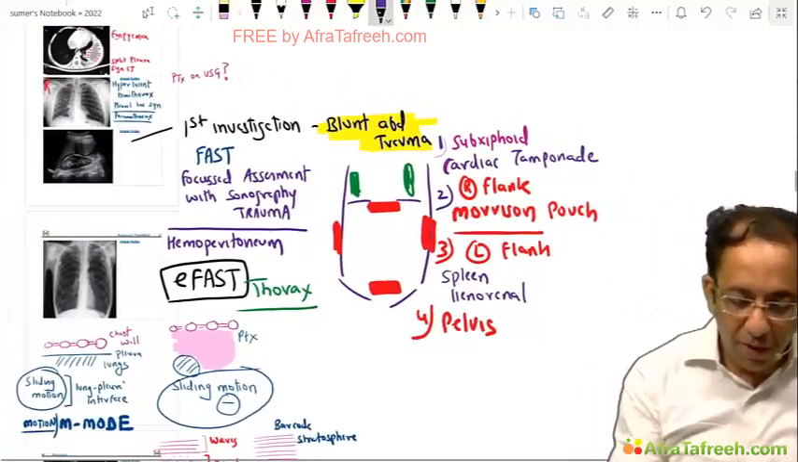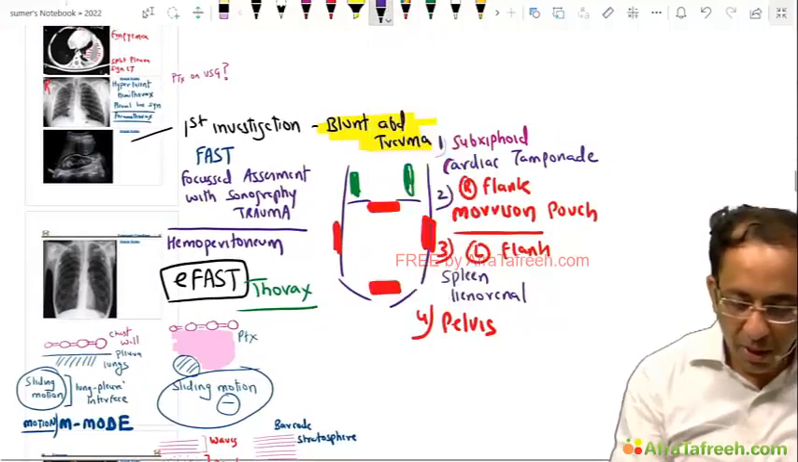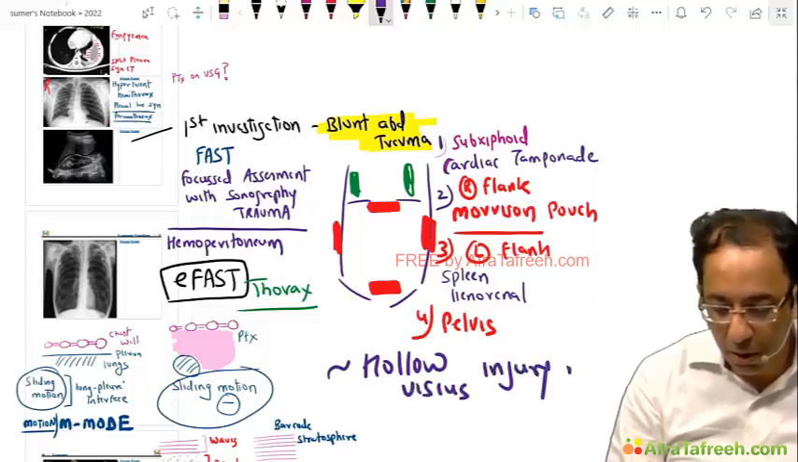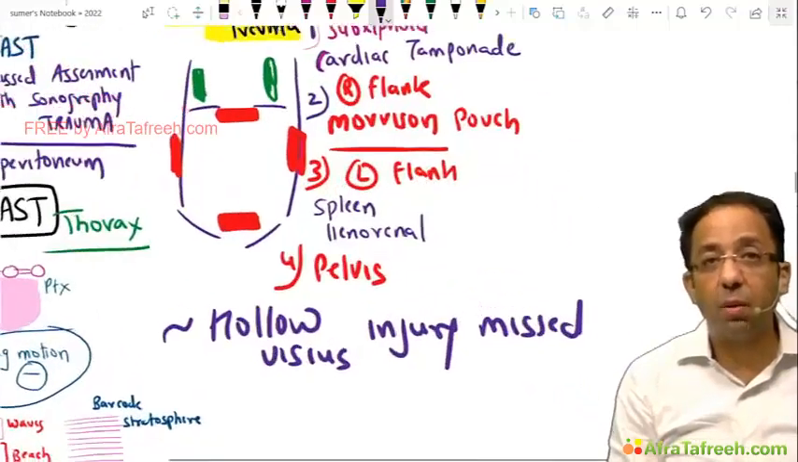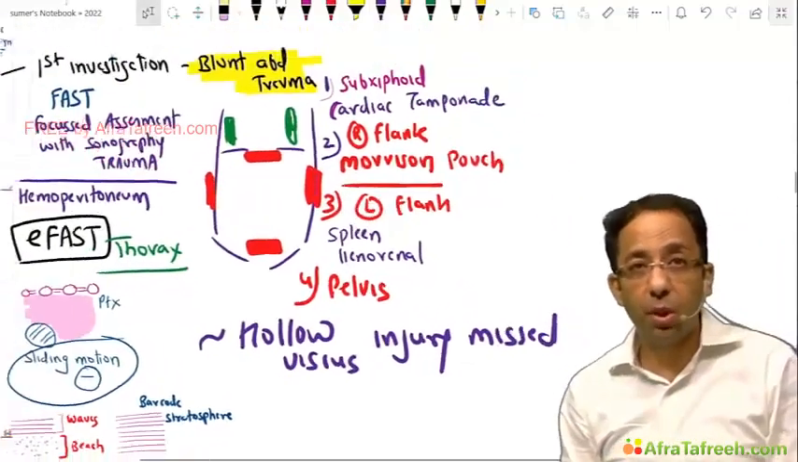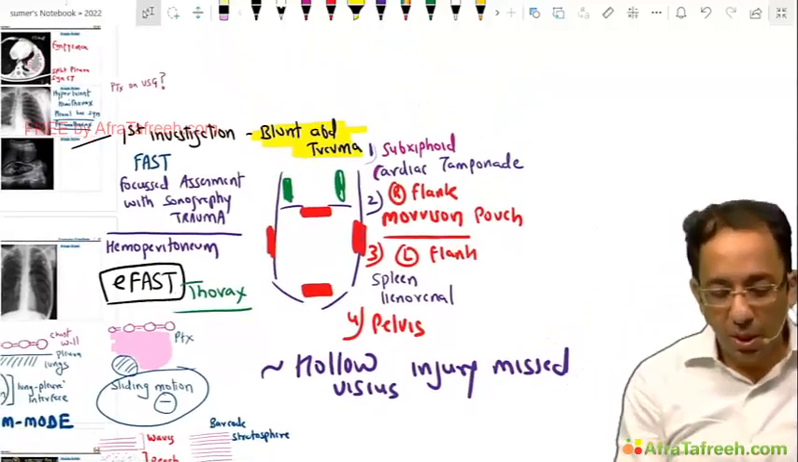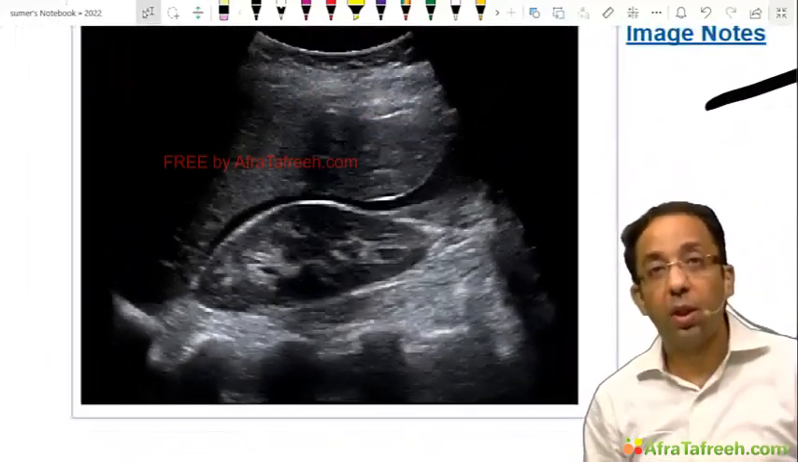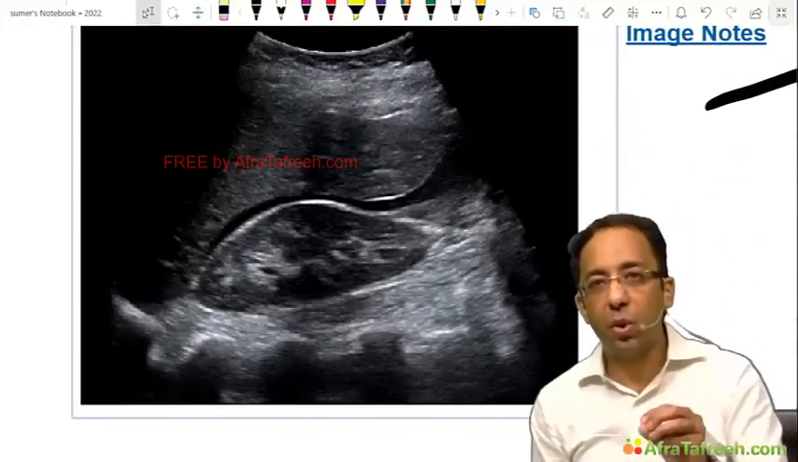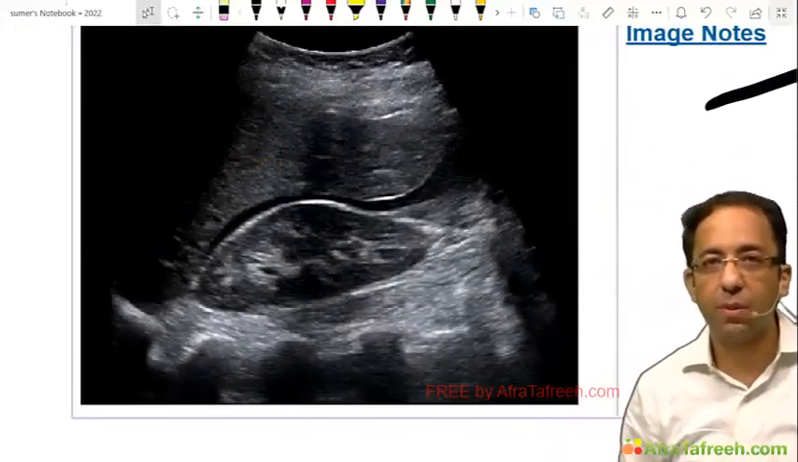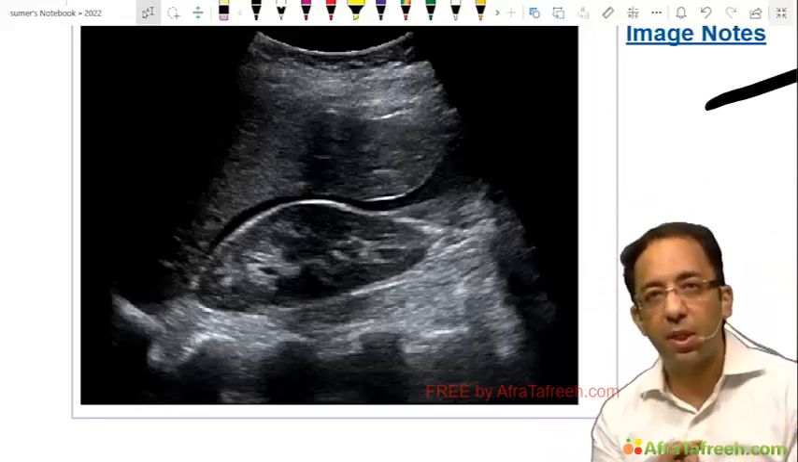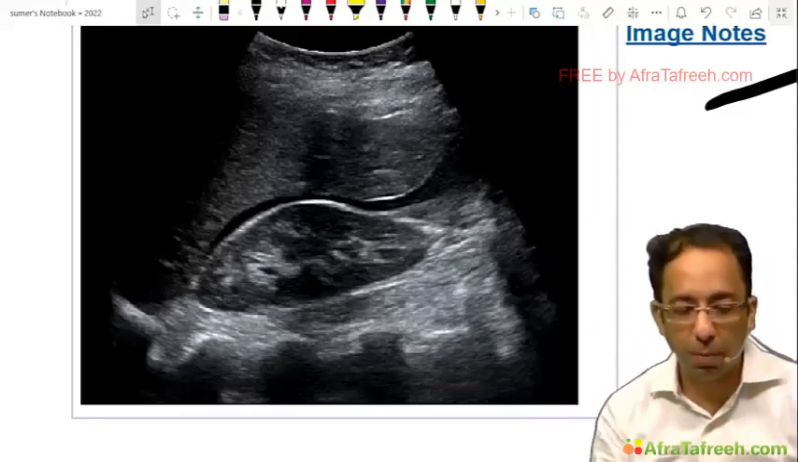Any drawback of FAST? The drawback of FAST is that it cannot grade the injury, and also hollow viscus injuries can be missed. Even retroperitoneal injuries will be missed. Now, suppose you do a FAST and the image looks like this. I am trying to give you a visual question. This is how they ask you questions in the INI CET or central exams. They try to see the application part. This is a previous image that has been asked in the INI exam, in Institutes of National Importance.